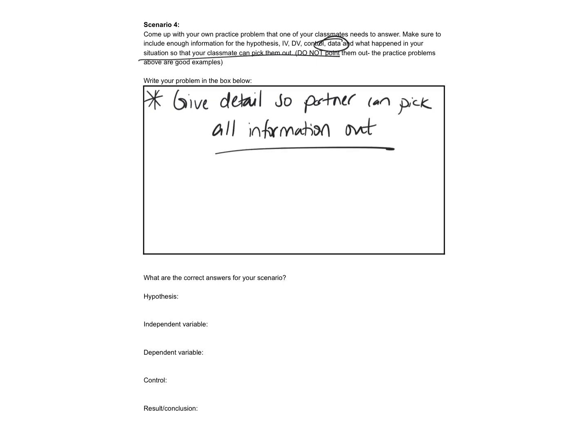So come up with your own experiment. Do not fill in the part on the bottom, because again, you're going to exchange this with someone and see if your experiment, your scenario, is clear enough that someone could pick out all of these different things for your experiment.